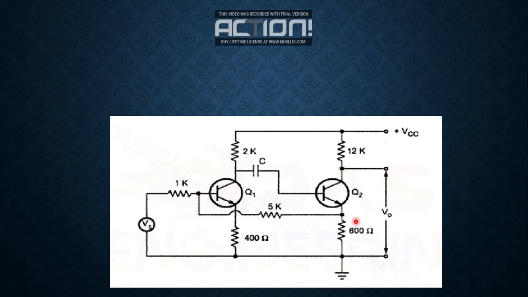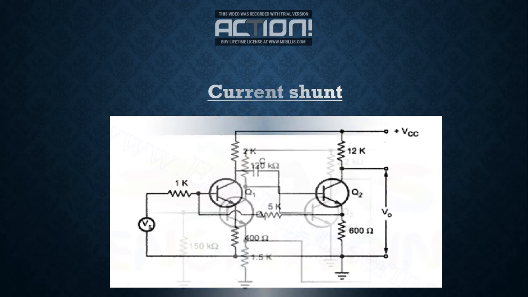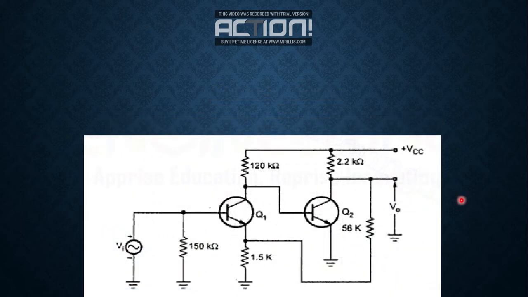Let's see, this is series or shunt. This is the input side, this is the output side. The feedback element is directly connected to the input side, so we can say that this is shunt mixing. So we can fix that this is current shunt topology. That's it. Now let's see this circuit.